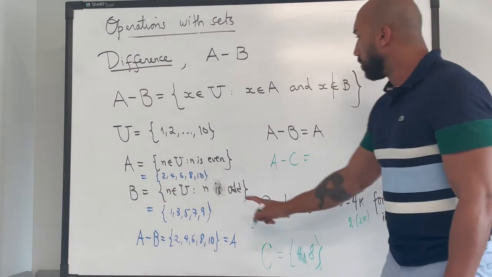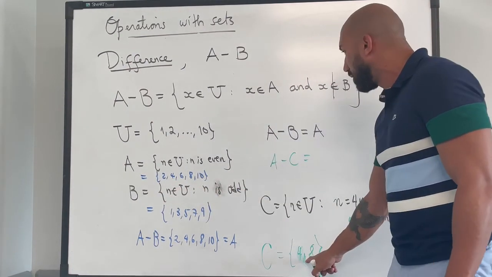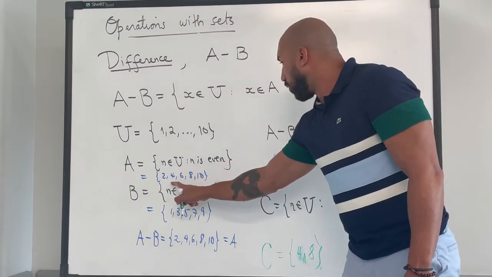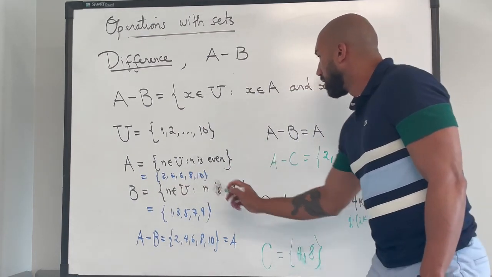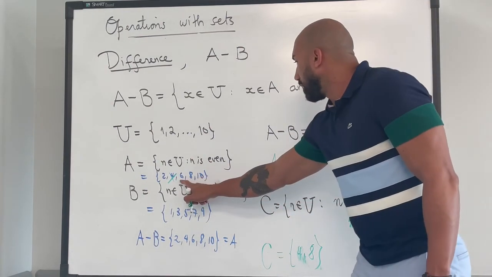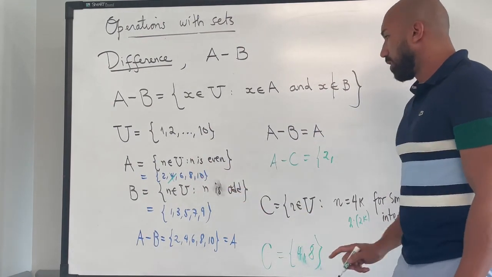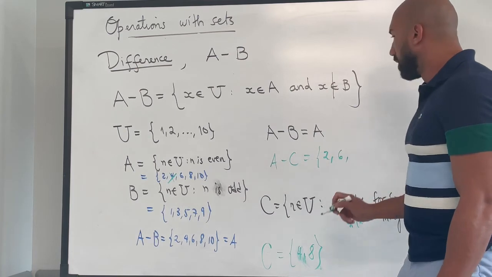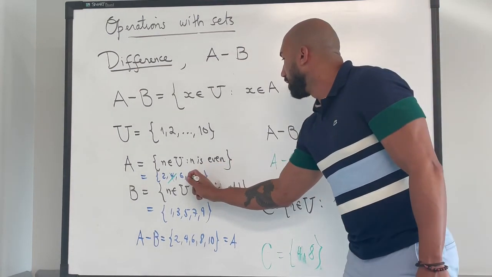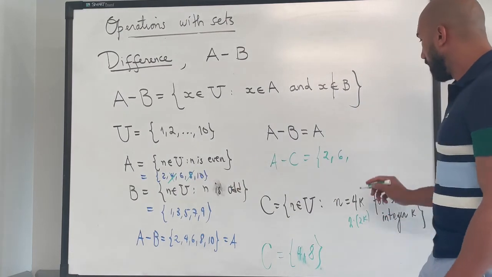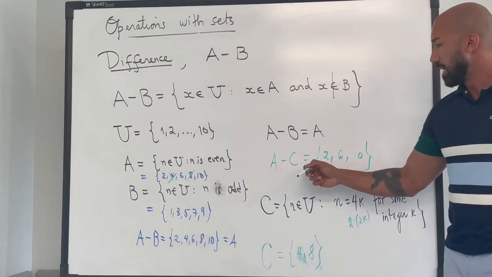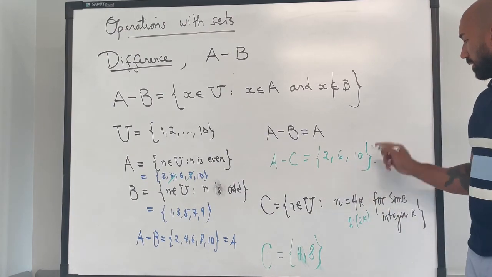So now we go to A. 2, are you in C? No, so we keep 2. 4, are you in C? Yes, so we discard it. 6, are you in C? No, so we keep it. 8, are you in C? Yes, so we discard it. 10, are you in C? No, so we keep it. And this is going to be A minus C in this case.